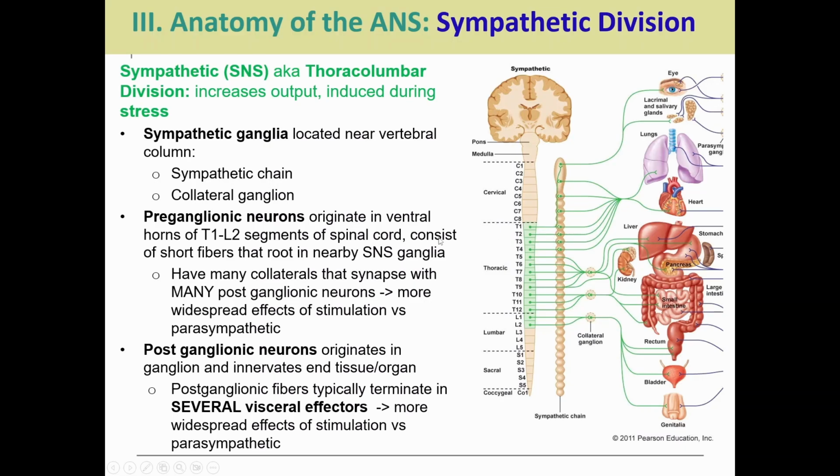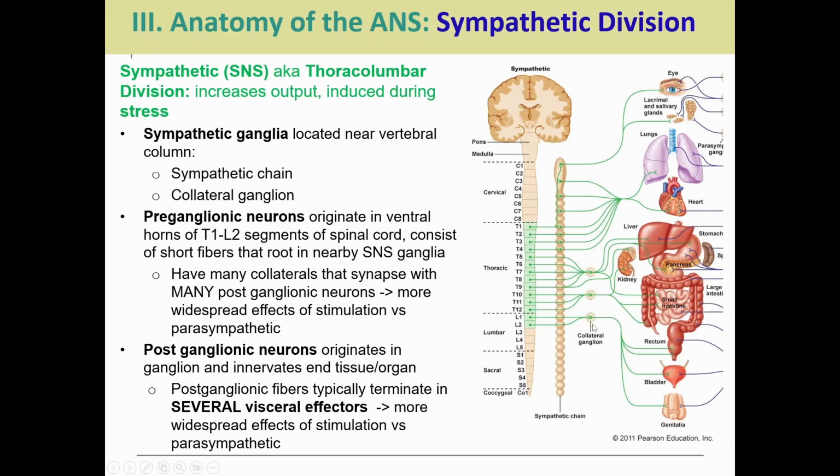Preganglionic neurons originate in the mid spinal cord area, T1 through L2, so we're meeting right in the middle there. And then we come out and we form this sympathetic ganglionic chain. This chain is relatively close to the spinal cord, so the ganglia are going to be relatively close to the spinal cord. Lots of different ganglia, and a couple other little ones pass through that chain.